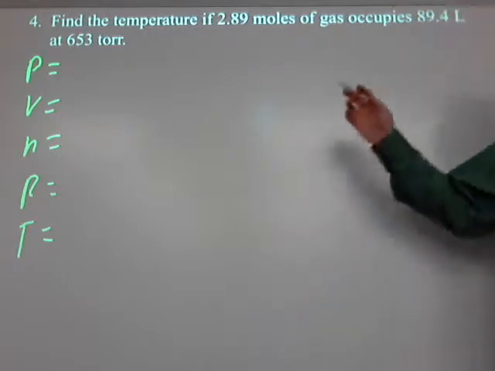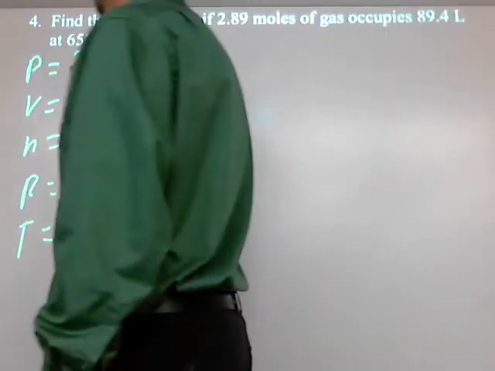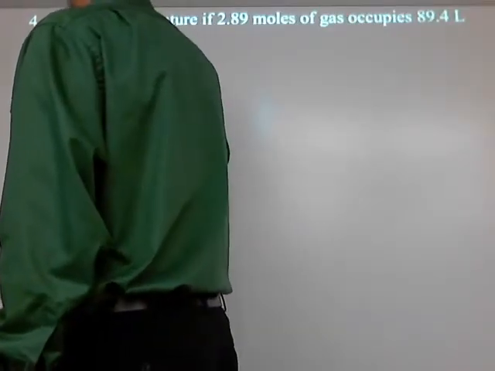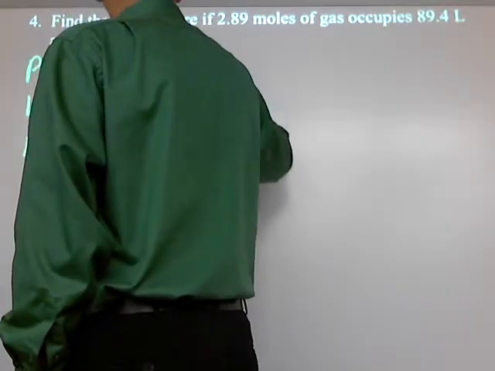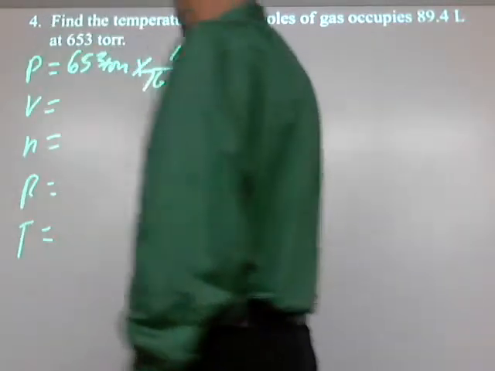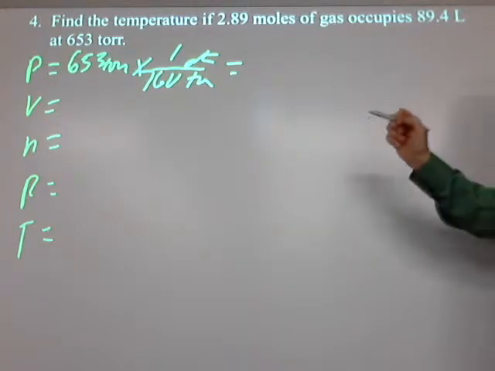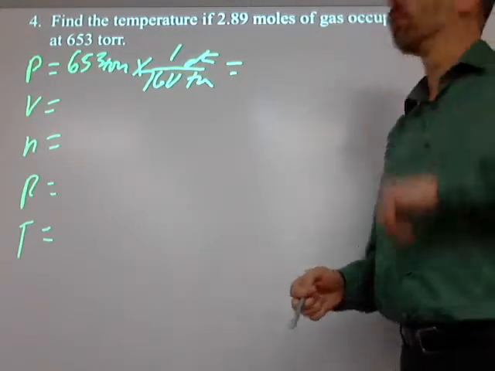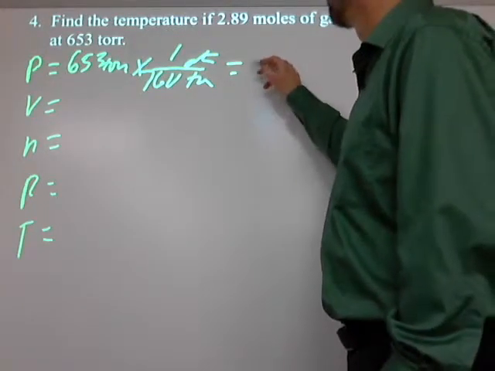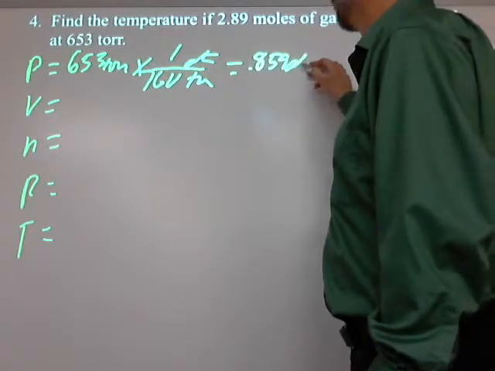Okay. What's my pressure? Can't use 653 torr, even though that is the pressure. I have to convert it to atmospheres. 1 atmosphere contains 760 torr. 760 is not going to limit my significant figures. We know that. What'd you get for that conversion, Spencer? 0.859 atmospheres. Okay.